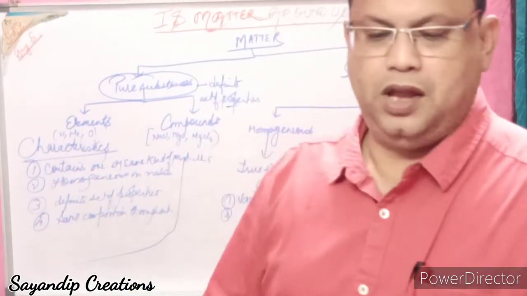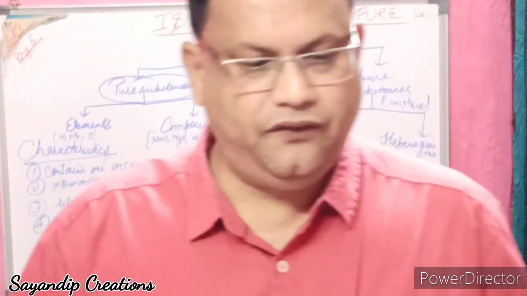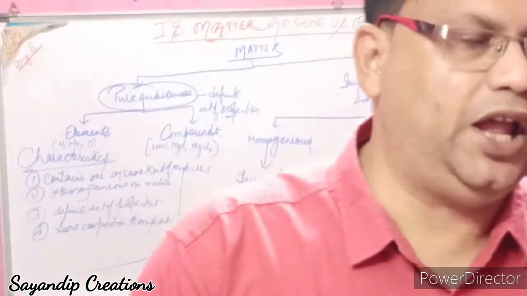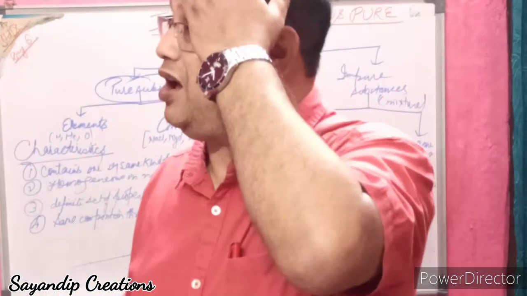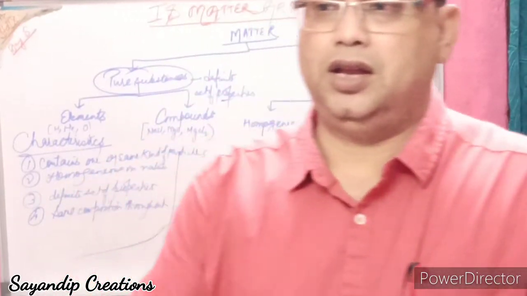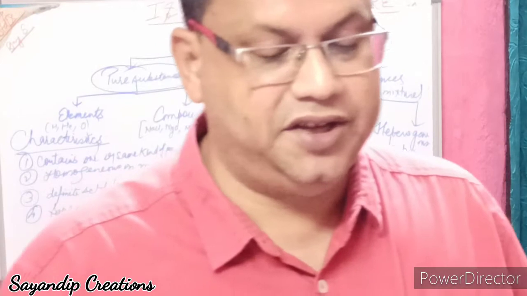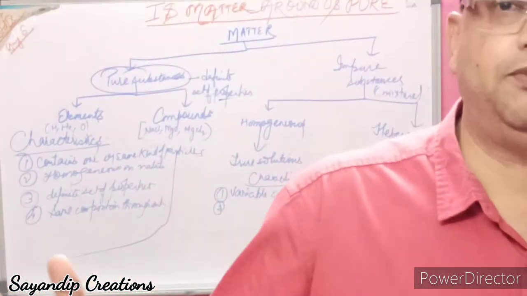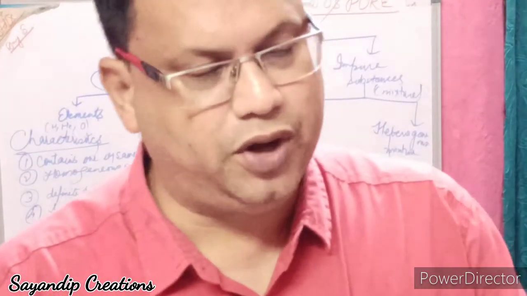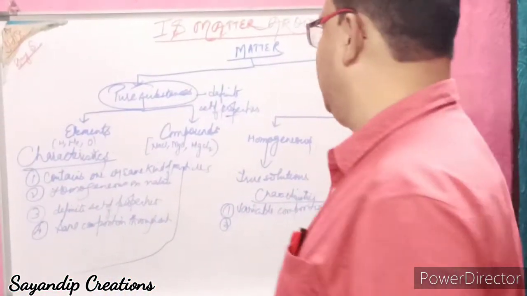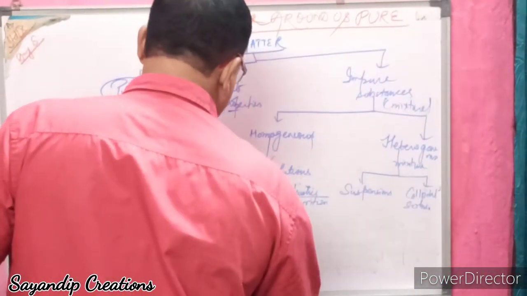Number two, they undergo physical change. That means they are not chemically bound. Like if you take a mixture of iron and sulfur, you can mix it, and again you can get them back. Like air is a mixture, composed of oxygen, nitrogen, and you can separate it out. So they undergo physical change.